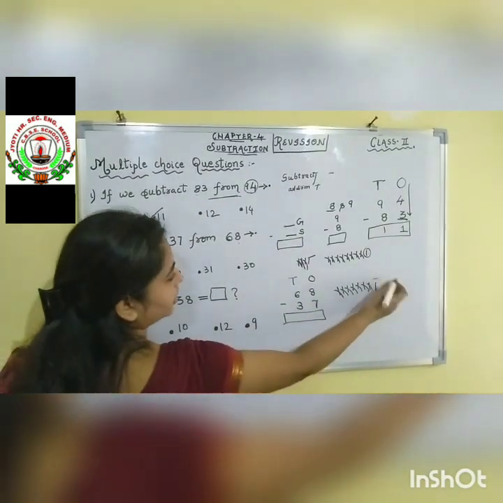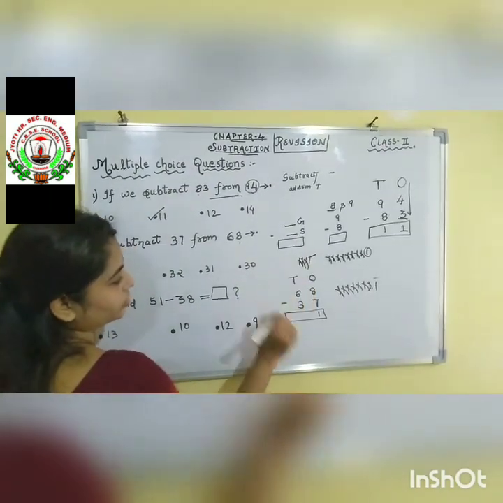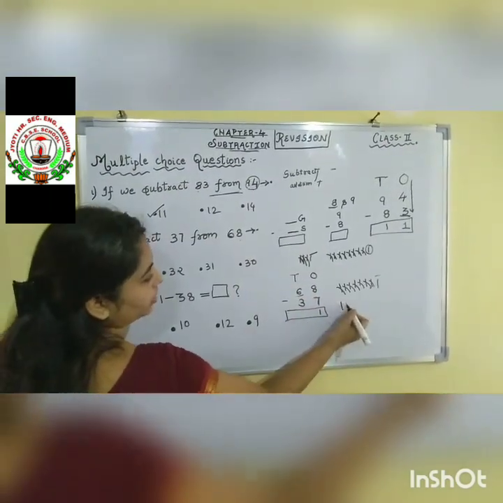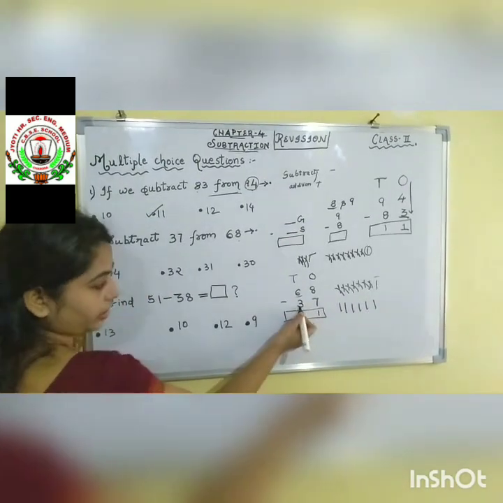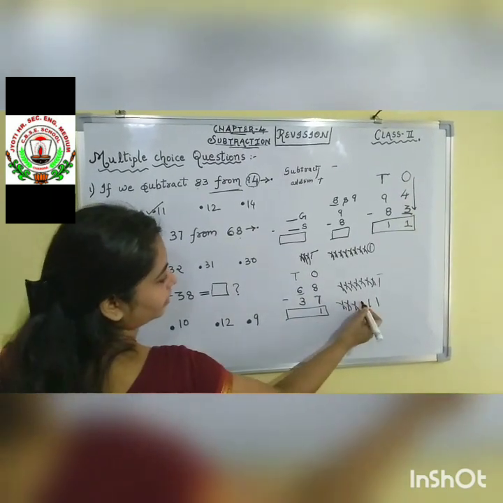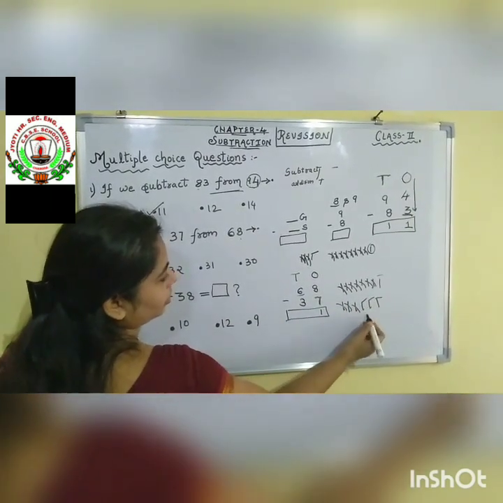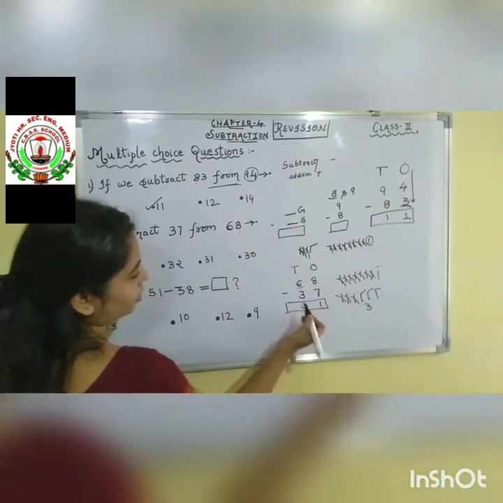Then how many left is? 1. So 1 we will write down in the ones column. Then in the tens column we are having 6. 1, 2, 3, 4, 5, 6. Then how much to deduct? 3. 1, 2, 3. We have deducted 3 sticks. How many left is? 1, 2, 3. We have left with 3. So this 3 we will write down on the tens column like this.